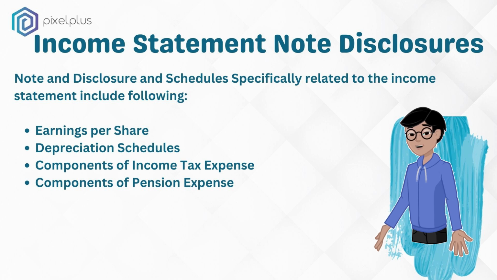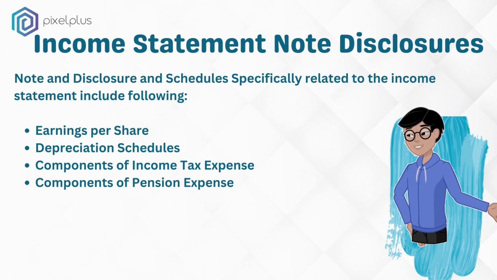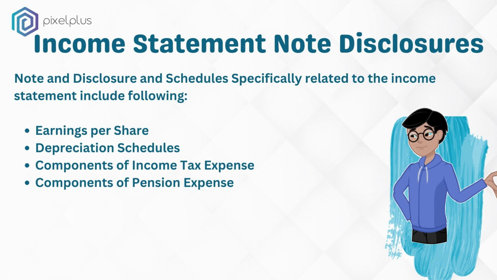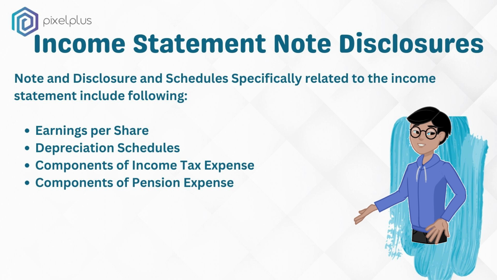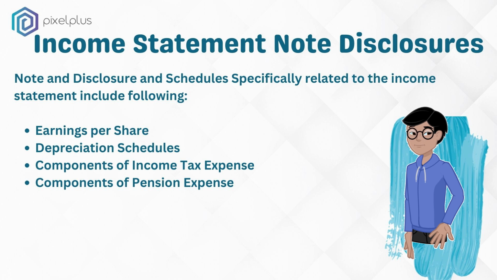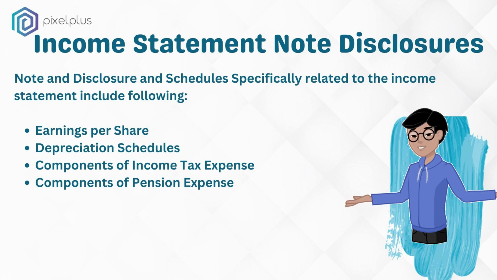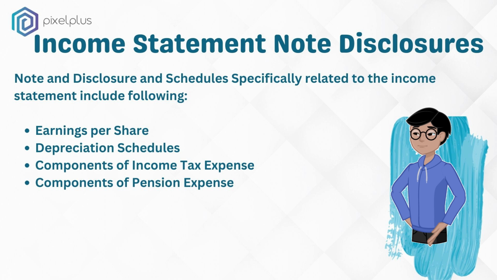Components of income tax expense. The components of income tax expense note provide a detailed breakdown of the total income tax expense reported on the income statement. This disclosure typically includes current tax expense, the taxes payable for the current period, deferred tax resulting from temporary differences between the accounting and tax treatment, and any adjustments from prior periods.